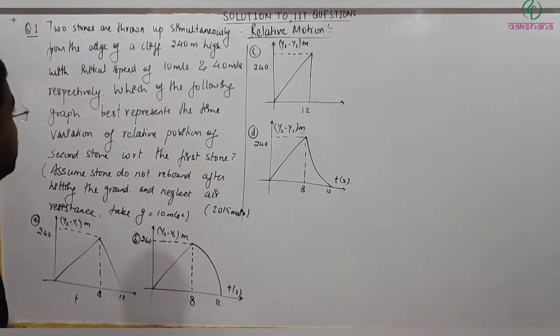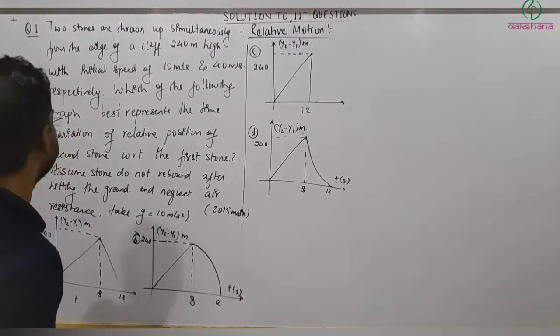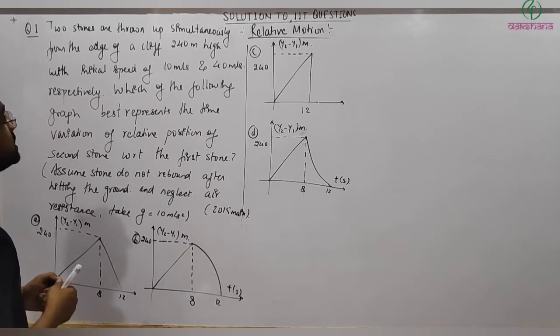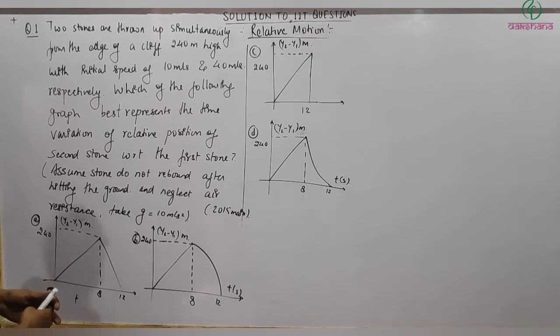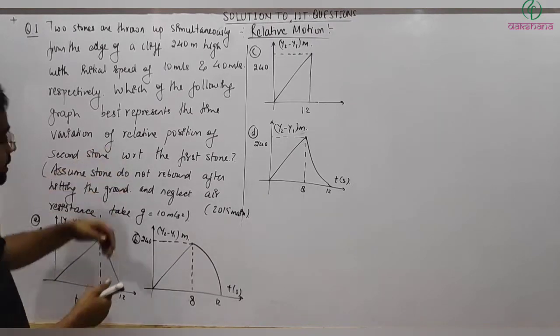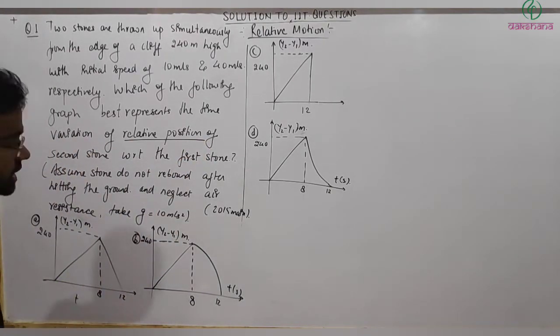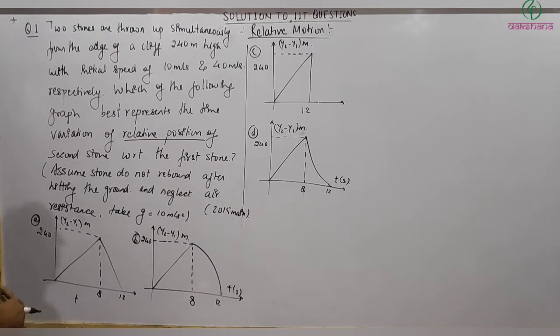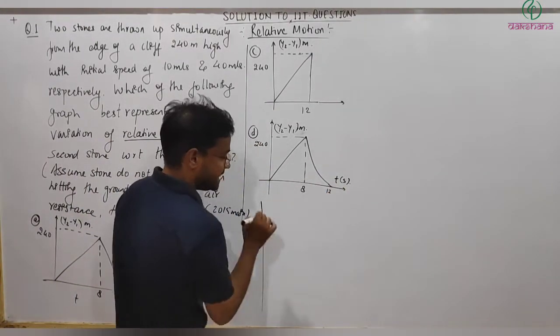Two stones are thrown up simultaneously from the edge of a cliff 40 meter high with initial velocities of 10 meter per second and 40 meter per second respectively. Which of the following graphs best represents the variation of relative position of the second stone with respect to the first stone? Assume stones do not rebound after hitting the ground and neglect air resistance. Take the value of g equal to 10 meter per second square. These are the four options given, and let me first explain what exactly the question is saying.